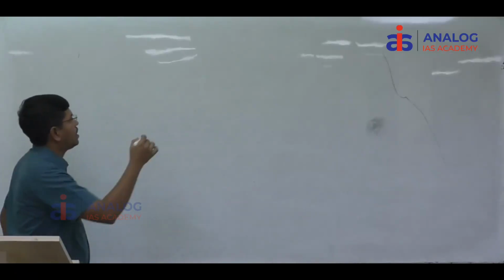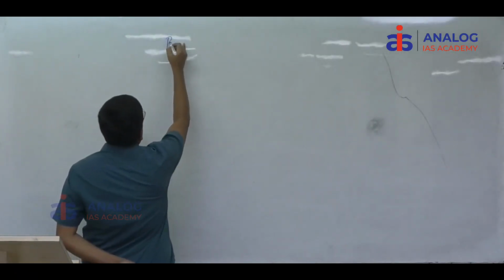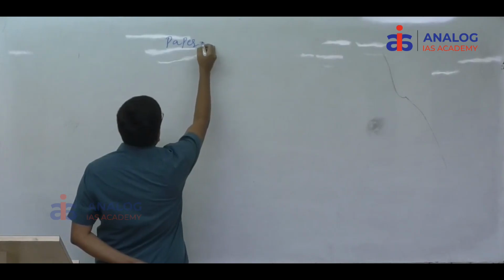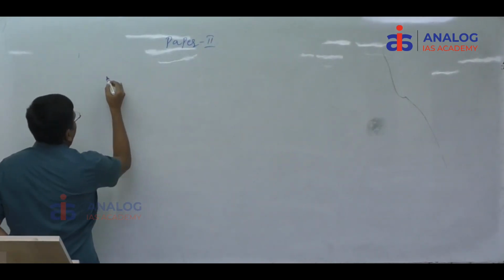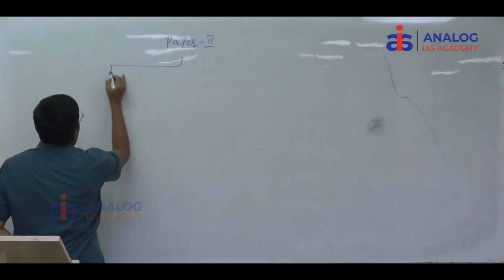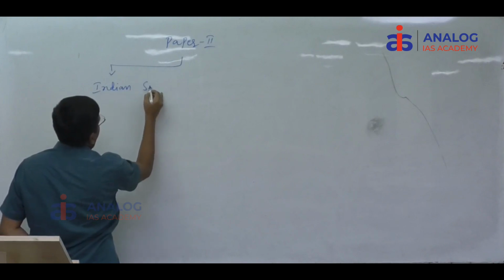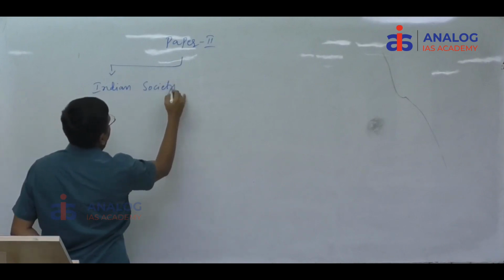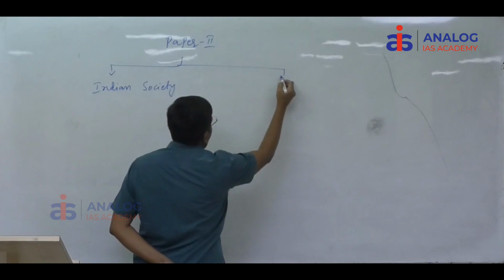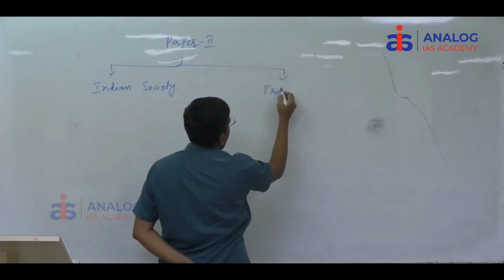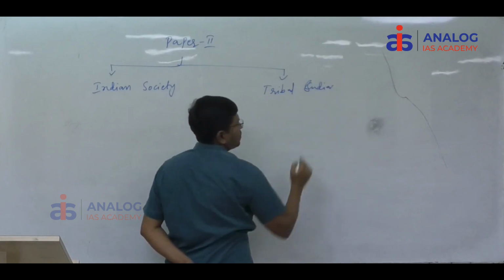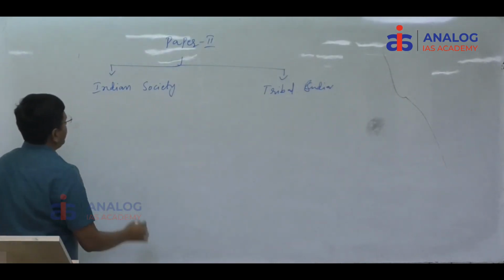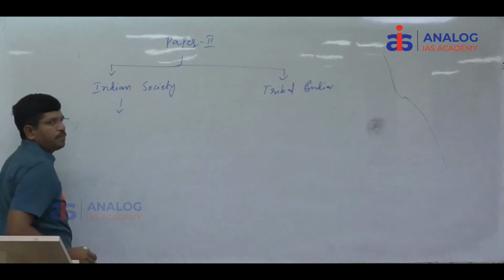Today, let us start paper 2. In paper 2, there are two sections. First one is Indian society in general. Second one is tribal India. Today, let us start Indian society.